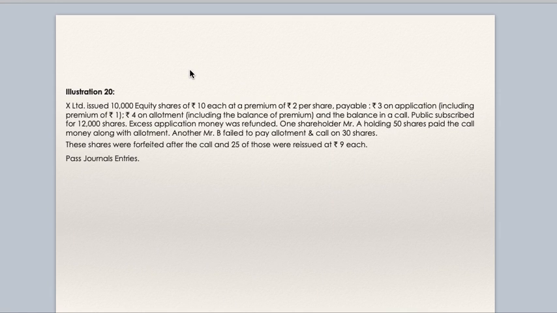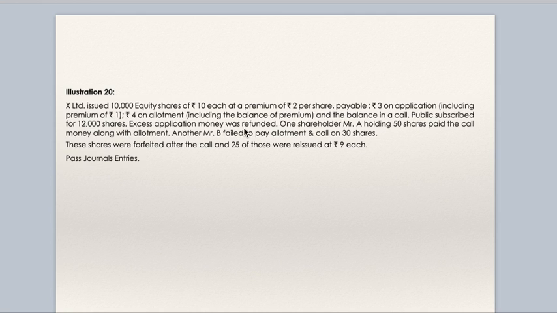Now we'll go to next question, illustration 20. X Limited issued 10,000 equity shares of 10 each at a premium of 2 per share, payable rupees 3 on application including premium of rupee 1, 4 on allotment including balance of premium, and balance in call. Public subscribed for 12,000 shares.